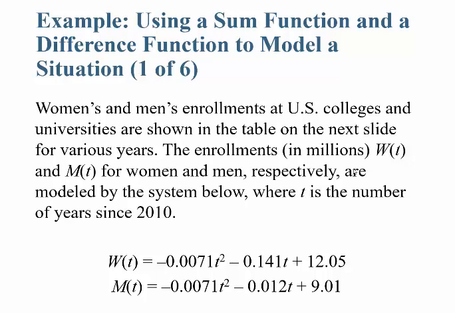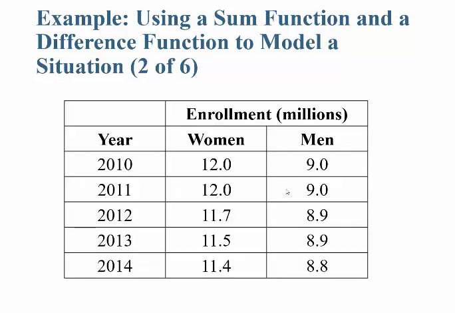All right, so what this is saying is, look, the number of women enrolled in U.S. colleges at t years since 2010 is given by this function here, minus 0.0071t squared minus 0.141t plus 12.05. For men, very similarly, it's minus 0.0071t squared minus 0.012t plus 9.01. All right, and all this equation is saying is to model the enrollment since the year 2010 of women in colleges and men in colleges. Okay, that's it. That's all it does.